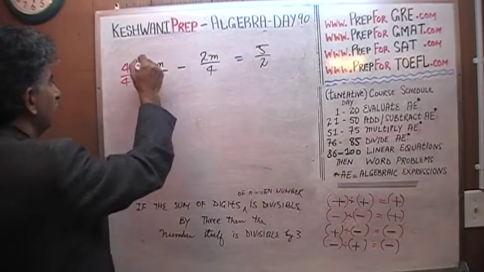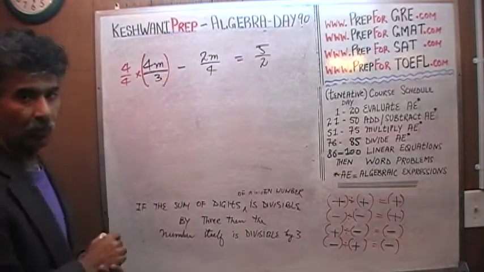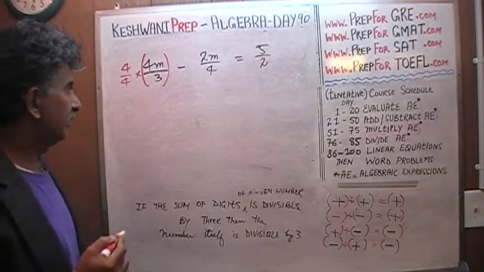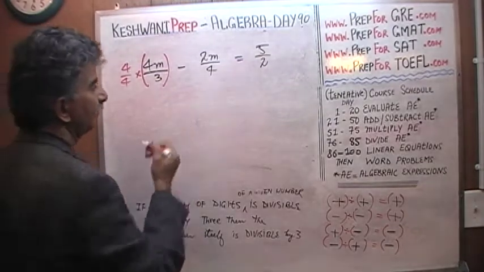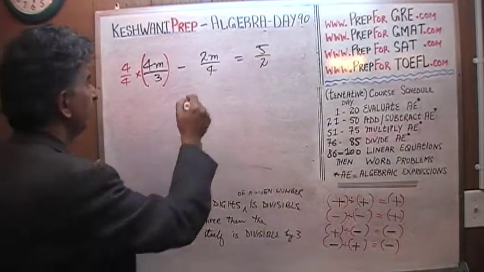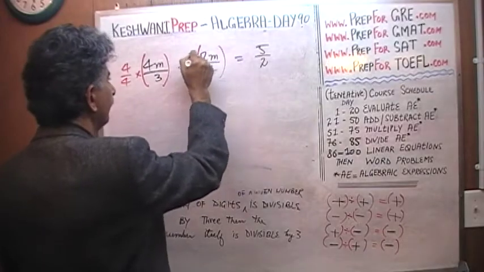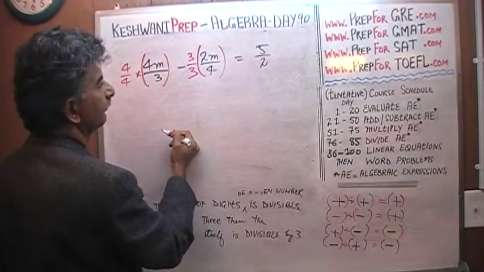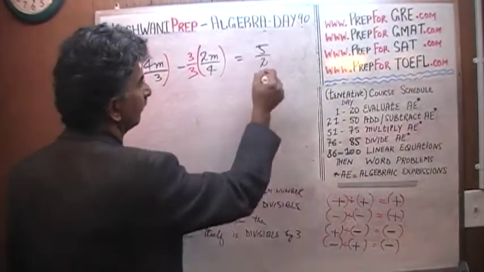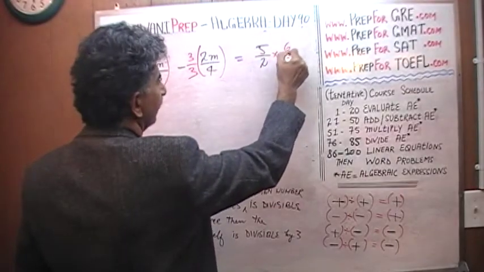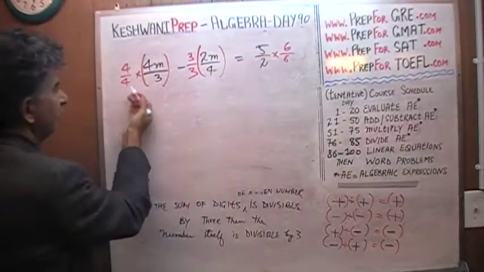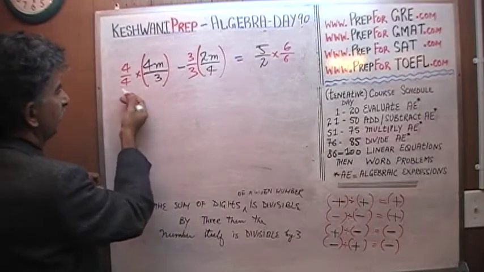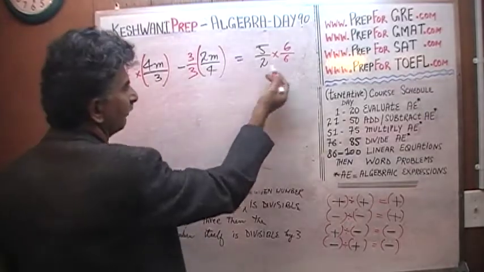Again, if I multiply 4m over 3 by 4 over 4, 4 over 4 is 1, so I haven't changed anything. How do we convert this 4 into a 12? By multiplying top and the bottom by 3. How do we convert this into a 12? Multiply top and the bottom by 6. So now everything has a 12 at the bottom. 4 times 3 is 12, 3 times 4 is 12, 2 times 6 is 12.